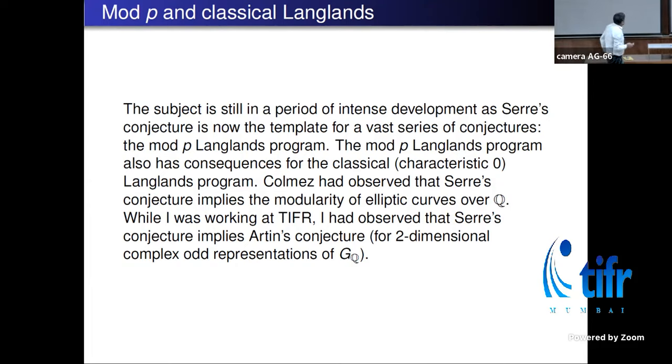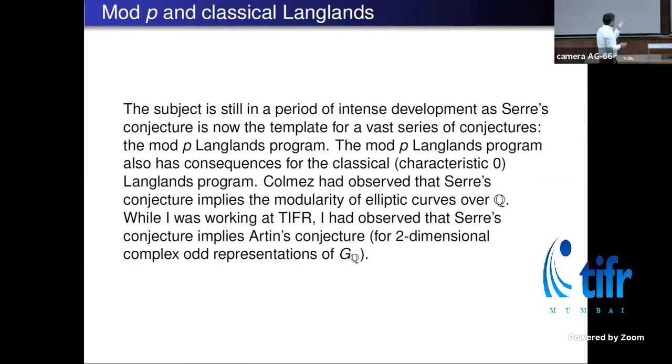But since his work, various aspects of his conjecture have fitted into or have given rise to developments which are now thought of as being part of the p-adic Langlands program or the mod p Langlands program. Also, Serre's conjecture is just the first conjecture one can make. There have been vast generalizations of the conjecture. But the only case which has been proven is Serre's original conjecture.